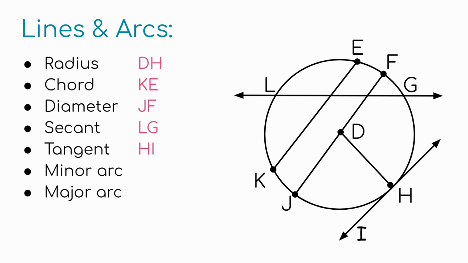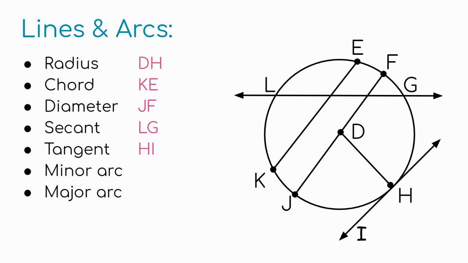All right, so hopefully you remember a radius is a line segment that goes from the center of the circle out to the outside of the circle. So an example of that would be DH. You also could have said DF or DJ, as long as it's going from the center out to a point on the circle. Remember, it's like halfway across.